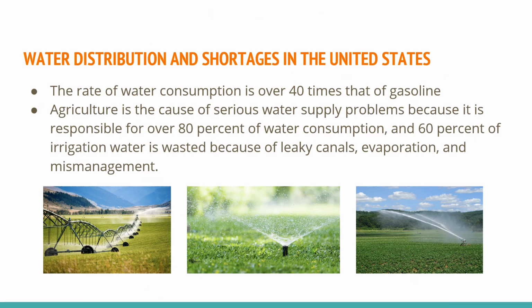So why is this? Well, if we take a look at water distribution and shortages in the United States, we can see that the rate of water consumption is over 40 times that of gasoline. And agriculture, in large part, is the cause of this supply problem because it's responsible for up to 80% of water consumption, and 60% of that water is wasted because of leaky canals, evaporation, and mismanagement.